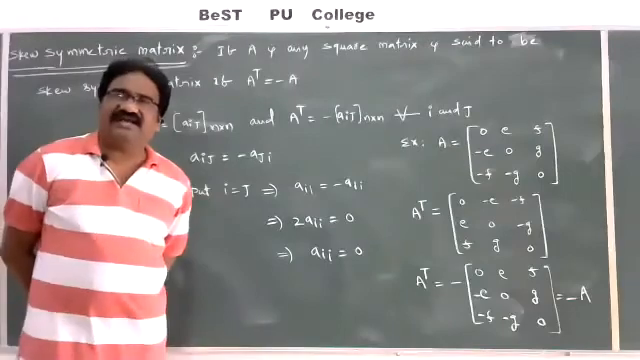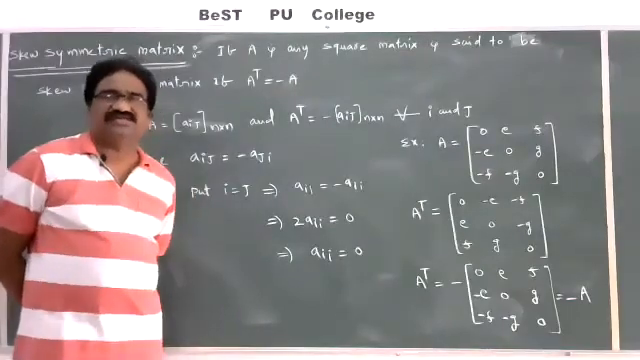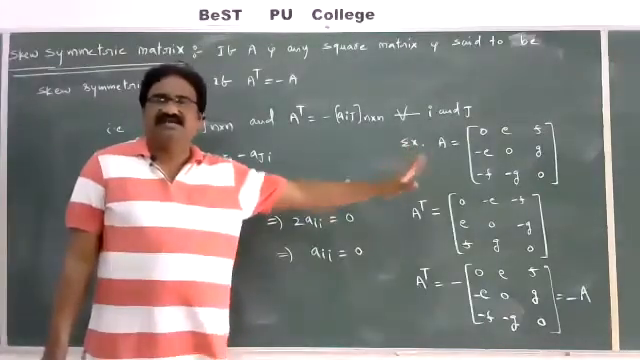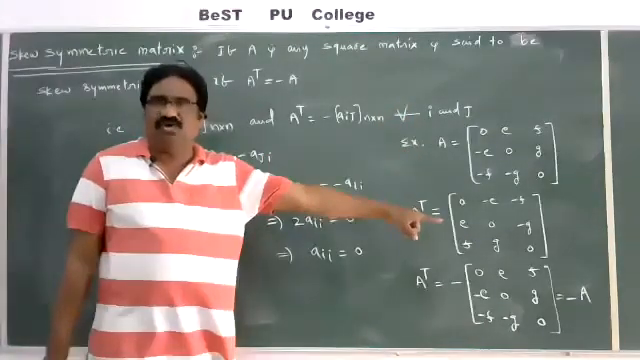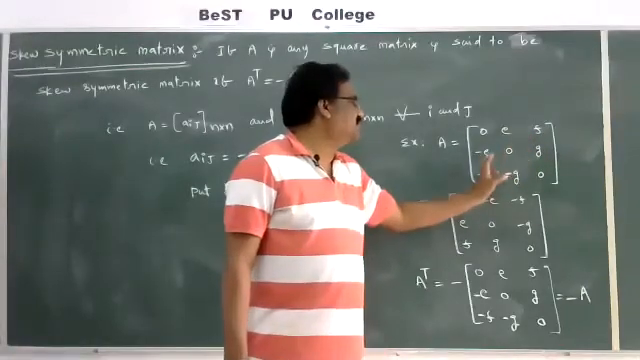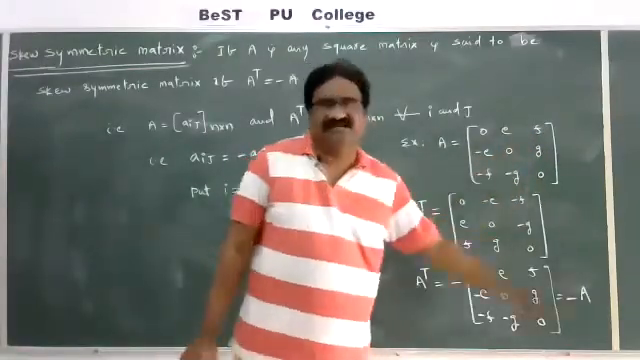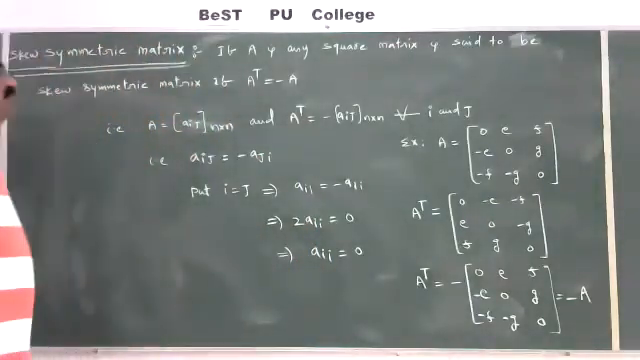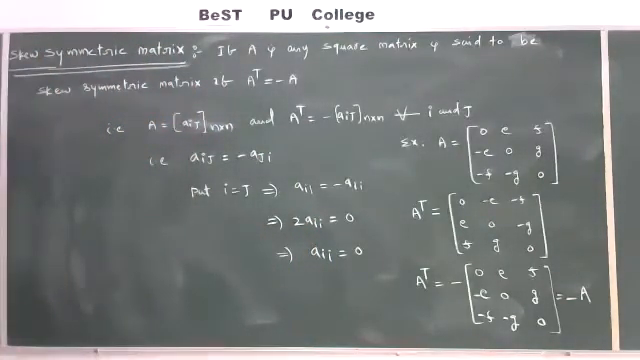I already gave examples for symmetric and skew symmetric. The special case is that in a skew symmetric matrix, principal diagonal elements are zeros, and the same elements appear in opposite sign. So that is the symmetric and skew symmetric matrix. Here note one point.